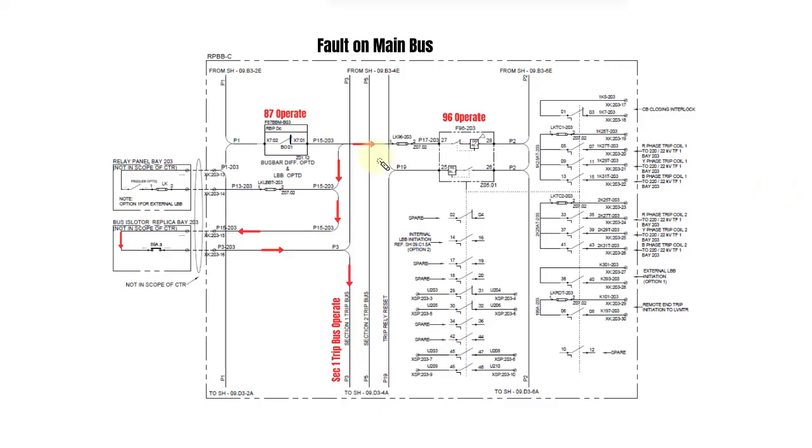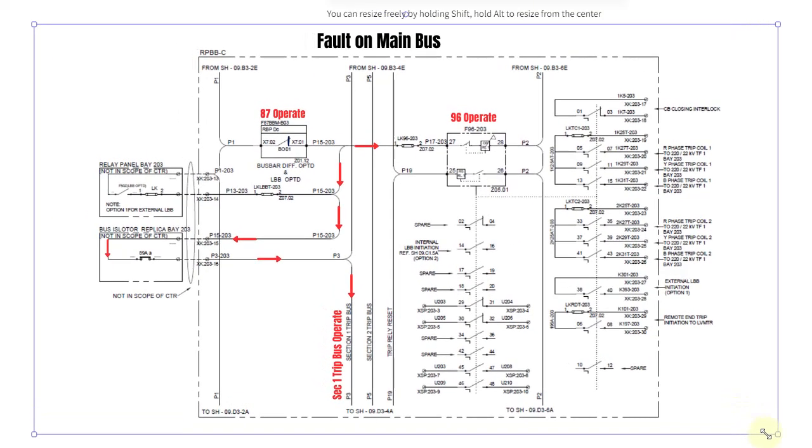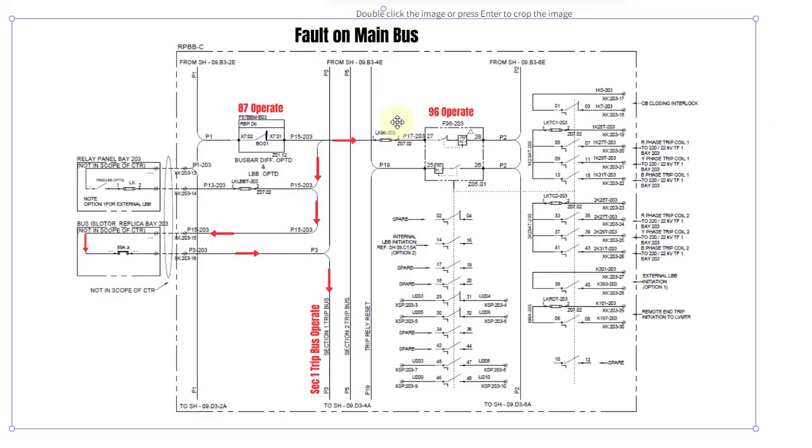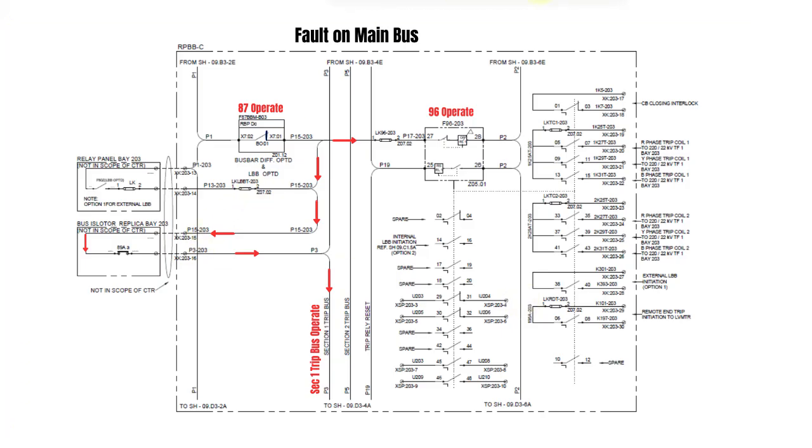To understand that, we'll first see the circuit of a normal bus, or what we call the main bus. You can see this is the busbar relay output contact. When a fault occurs on any section, the output contact of that bay operates, which in turn operates the 96 relay of that bay.